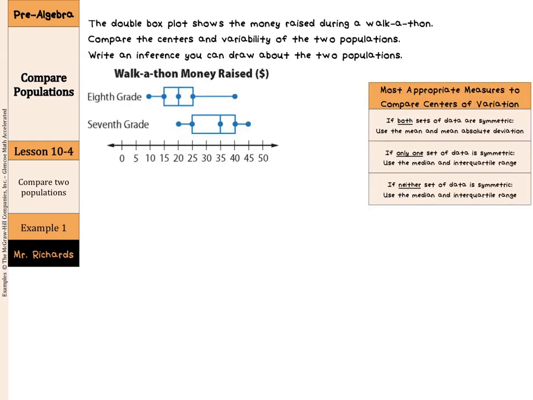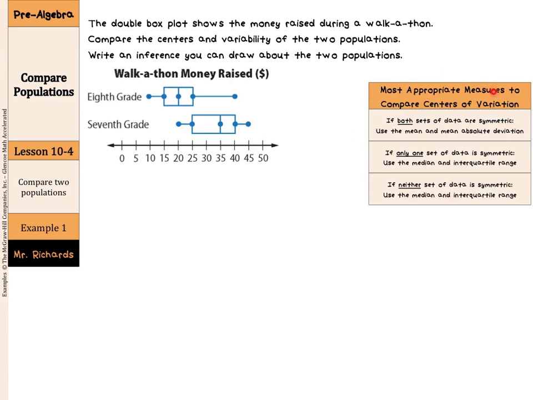The double box plot shows the money raised during a walkathon. Compare the centers and variability of the two populations. Write an inference you can draw about the two populations. So we have our double box plot with walkathon money raised with the 8th grade and the 7th grade. And first, let me draw your attention to this box.